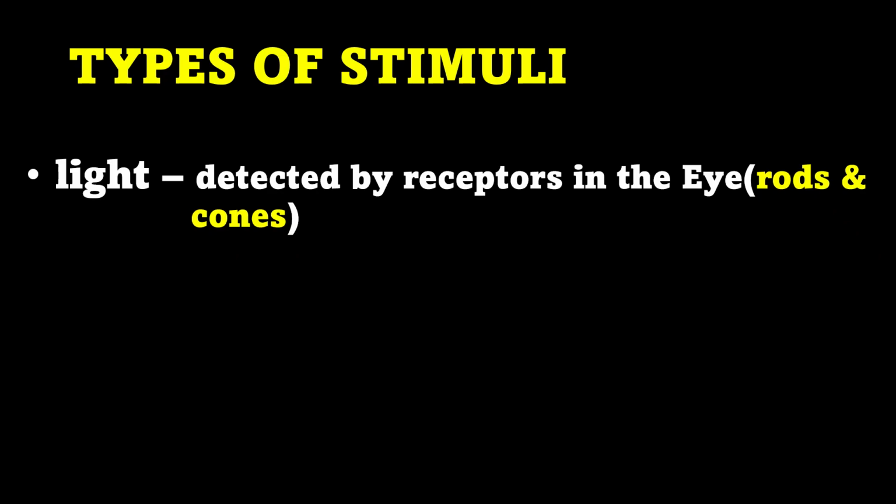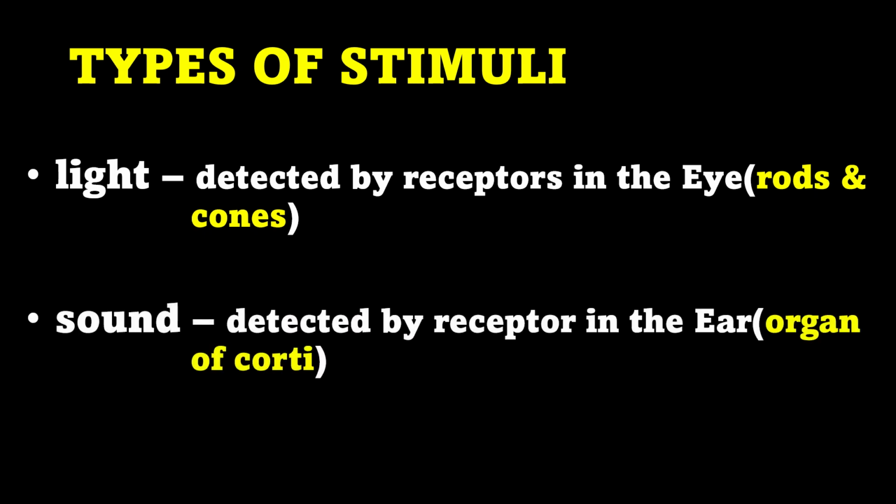We have here light as a stimulus, and this is detected by receptors in the eye, specifically rods and cones. So it's not just the eye that detects light. There are special receptors in it called rods and cones. These receptors are situated in the retina, and they are responsible for detecting light stimulus.